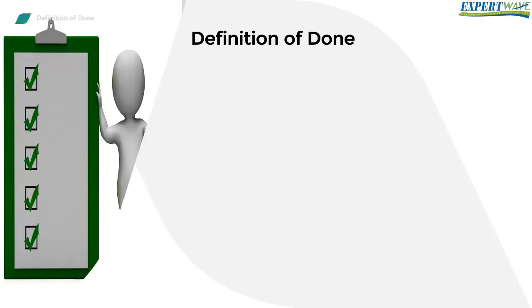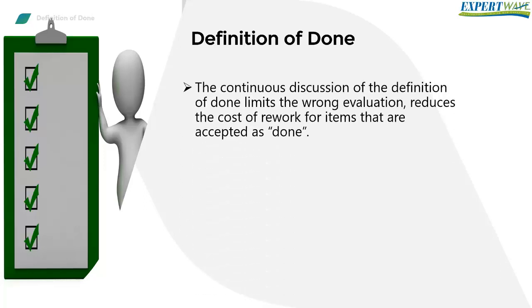Relevant information plays a part in determining whether a particular activity can be considered done. This concept of the definition of done is critical in Agile projects and is applied in a number of different ways. The continuous discussion of the definition of done limits wrong evaluation and reduces the cost of rework for items that are accepted as done.